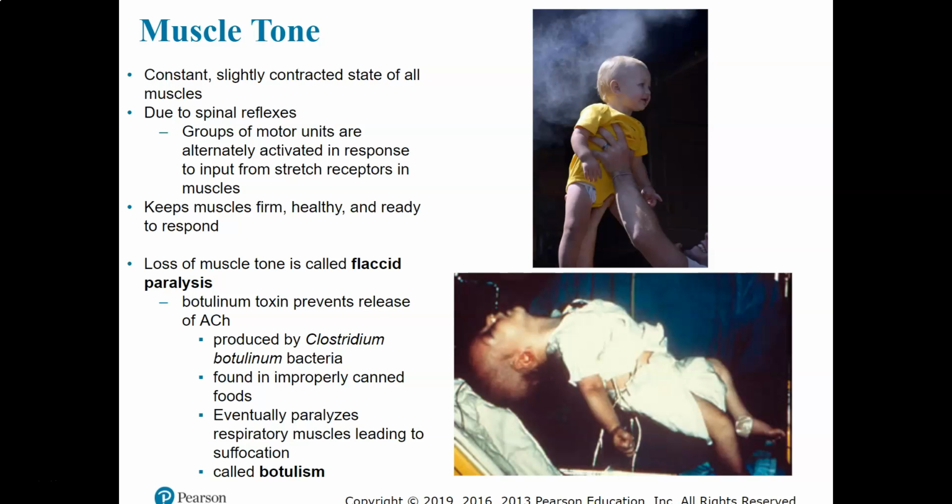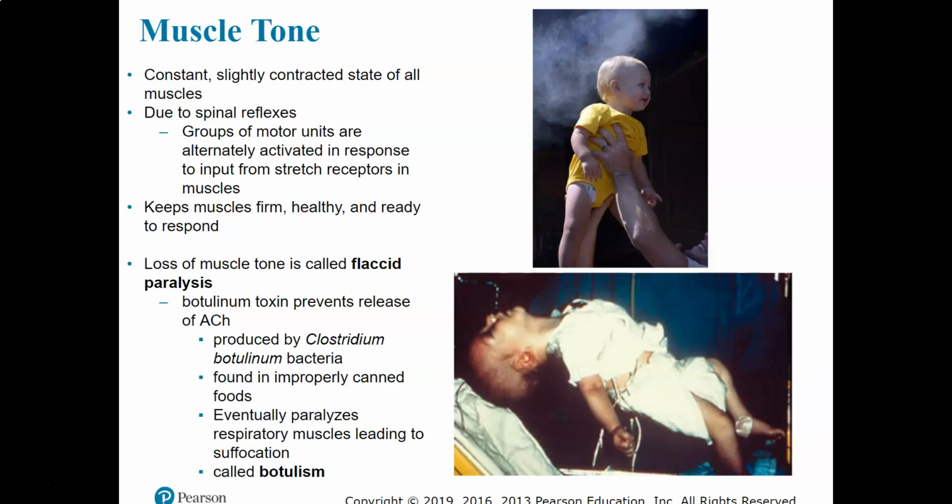Botulism is going to be caused by a bacterium called Clostridium botulinum, which produces the botulinum toxin. And the botulinum toxin prevents the release of acetylcholine, the neurotransmitter that causes muscles to contract. So, all of the muscles remain relaxed all the time. Eventually, this includes the respiratory muscles and can lead to suffocation. In adults, botulism toxicity is usually going to happen due to improperly canned foods. Though in infants, they sometimes actually become infected with Clostridium botulinum.